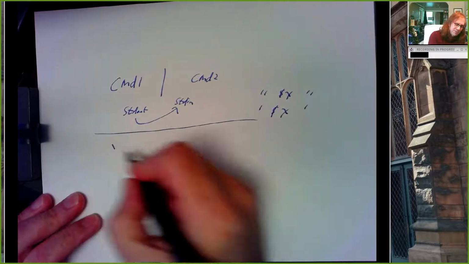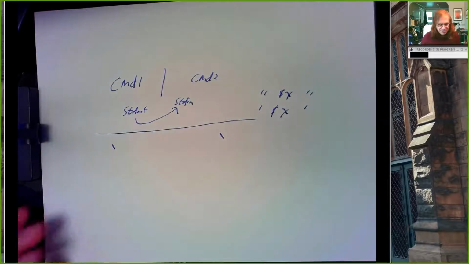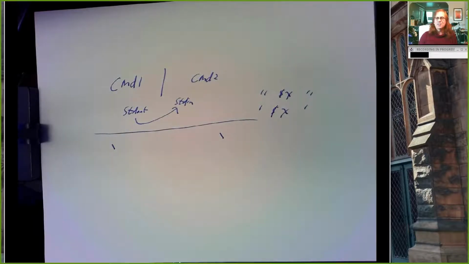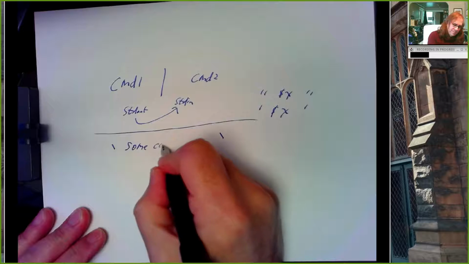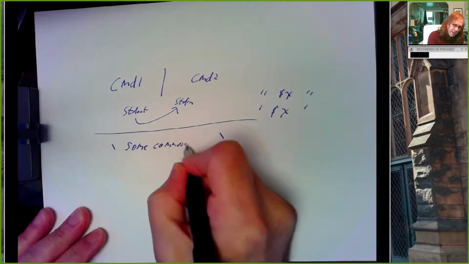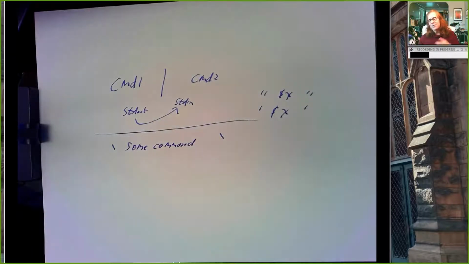It's called a back quote. On my keyboard, it's in the upper left corner next to the tilde. And a back quote does something very strange. So if I say back quote some command, it can be a simple command, it can be a big long command, it can have pipes in it, it can do all kinds of things.